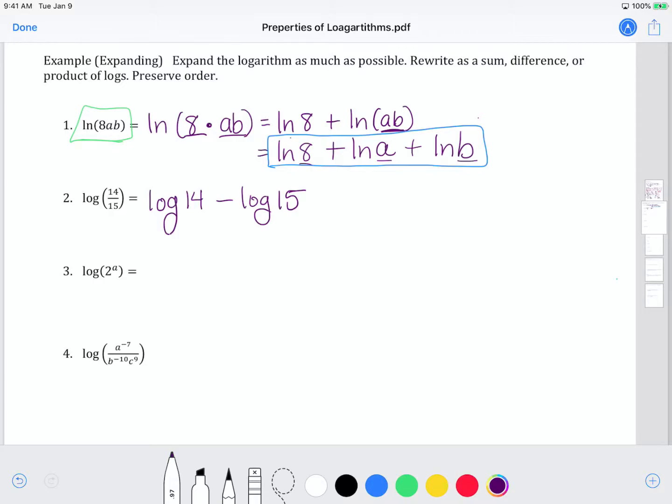Okay, example 3, I only have one factor in here with the 2 to the a. However, I want to make sure it's completely expanded, and part of expanding is to make sure that whatever is inside here doesn't have any exponents as well. So I'm going to use the power rule to bring that a down in front. So this a here can come down in front. I'm going to write it as a log 2. Now it's completely expanded.